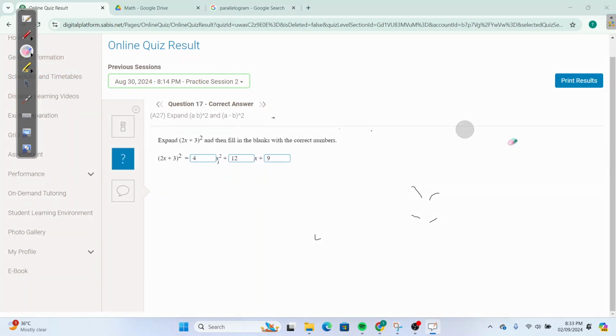The other two, this one, you're just applying a plus b squared, which again is a squared plus 2ab plus b squared. Now, as you can see, 2x is a, and 3 is b. So a squared, 2x squared, which is 4x squared, plus 2ab, 2 times 2x times 3, which is 12x, plus 3 squared, which is 9. That's the answer.